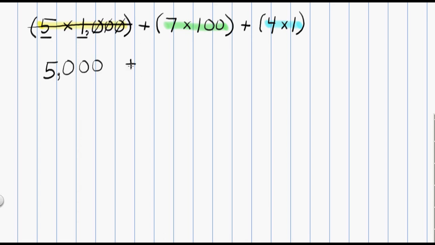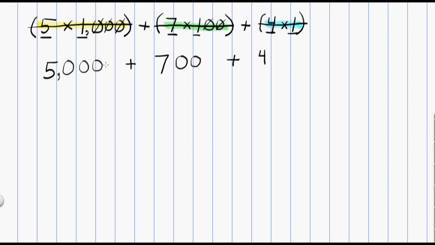And let's go to the second quantity. 7 times 100. We'll do 7 times 1 is 7. Count zeros. 1, 2. Bring those down. So 7 times 100 is 700. And we'll cross that off, and we'll move to the last quantity. 4 times 1 is 4.